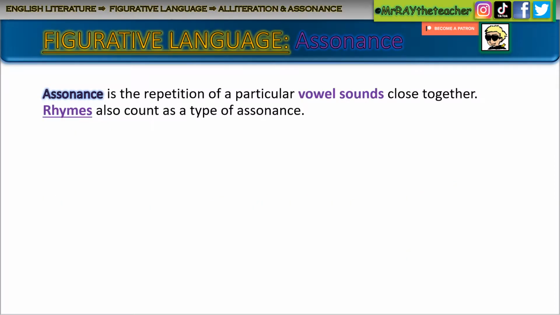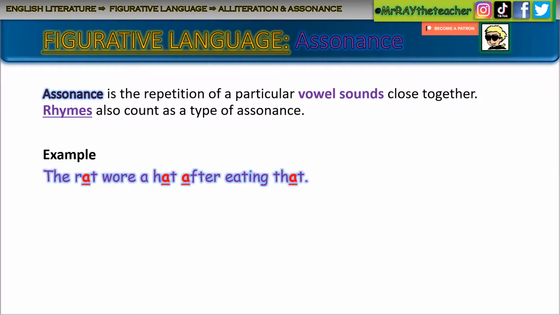So assonance, this is the repetition of a particular vowel sound or vowel sounds close together. Rhymes also count as a type of assonance. For example, the rat wore a hat after wearing that. So here's my rat with a hat, and yeah, if you've noticed, that's the Fatal Fury hat there. Anyway, there's the letter A here that I've lasered.